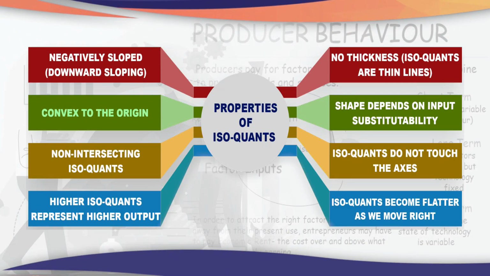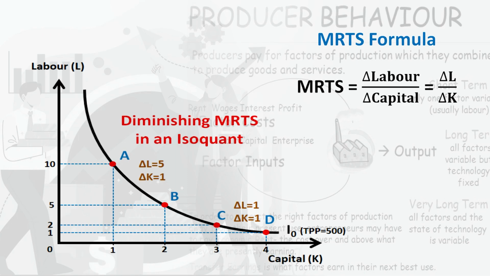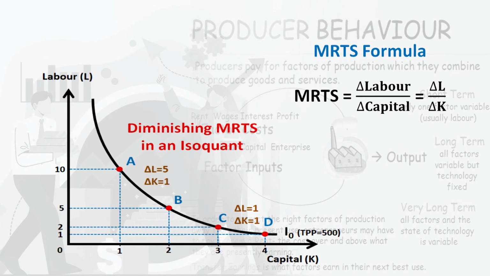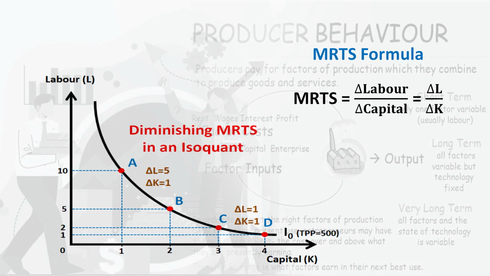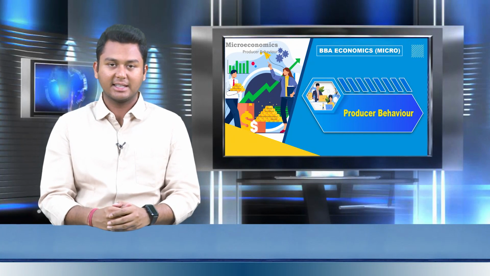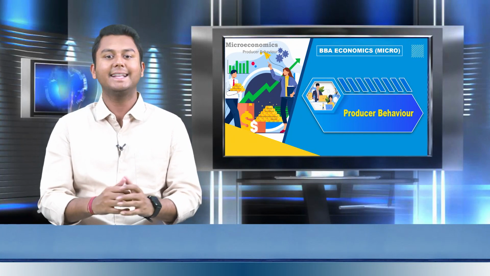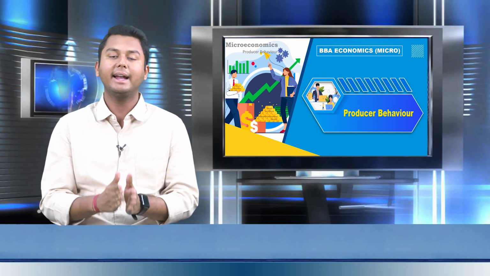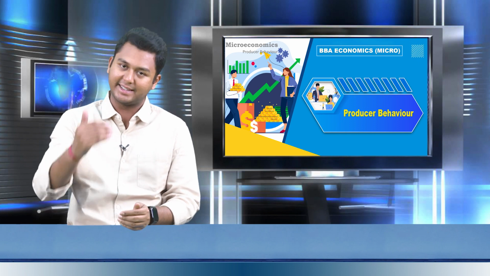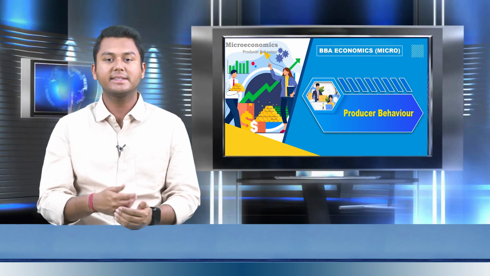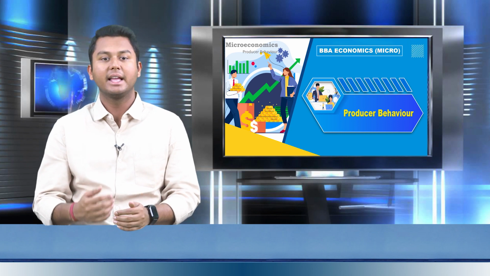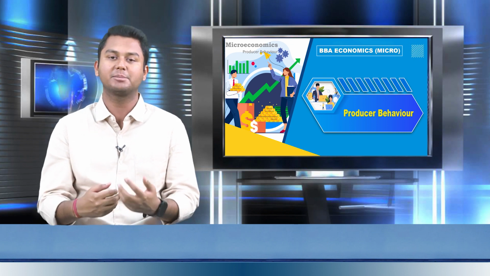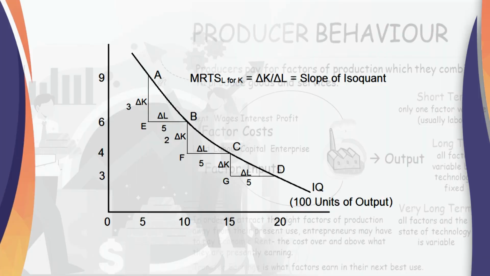Second property is it is convex to the origin. So isoquants are typically convex due to the law of diminishing marginal rate of technical substitution, which we will see later. In short, the marginal rate of technical substitution or MRTS states that as we increase one input while reducing the other, the rate at which inputs can be substituted declines. This means that as we replace labor with capital, each additional unit of capital replaces less and less labor, making substitution less effective over time.